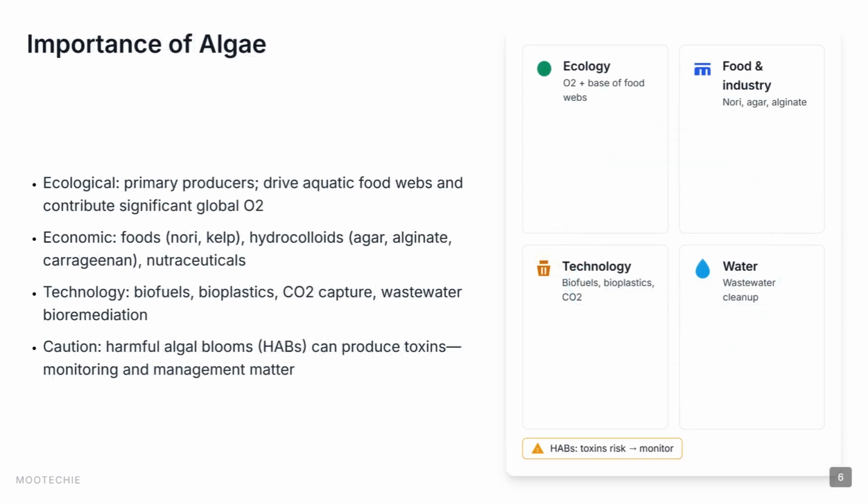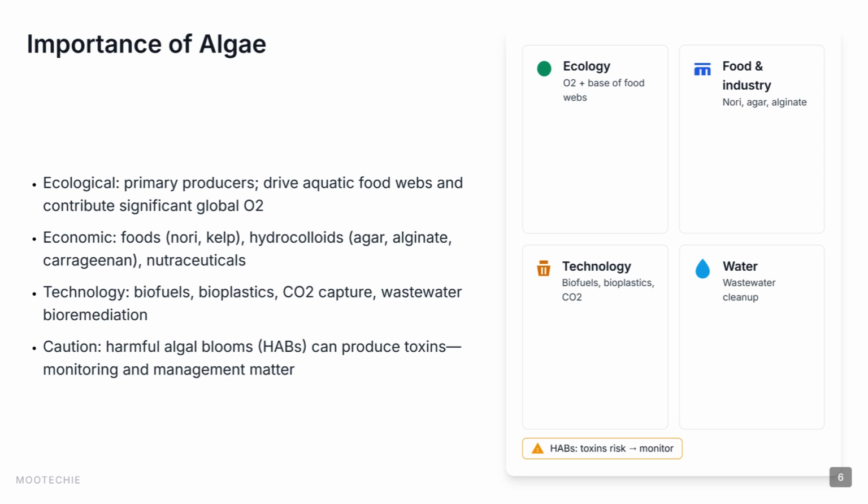Now, let's discuss the immense importance of algae. Ecologically, they are primary producers, forming the base of aquatic food webs and contributing a significant portion of the world's oxygen. Economically, they are sources of food like nori and kelp, and they provide valuable hydrocolloids such as agar, alginate, and carrageenan used in food and industry, as well as nutraceuticals.